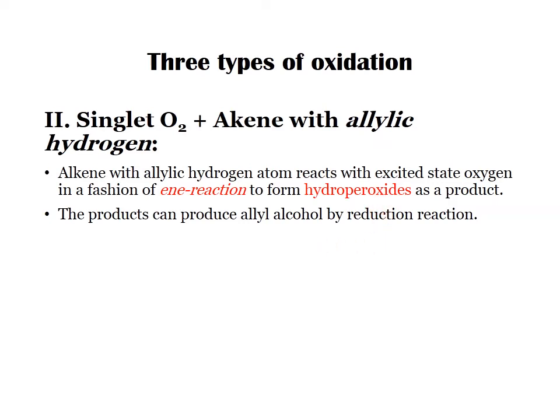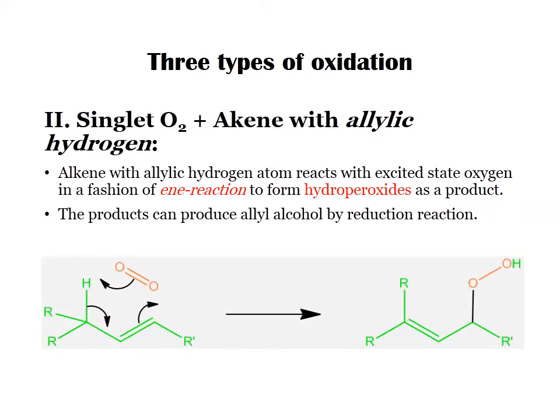Now let us look at the reaction. So this is your alkene, we have one allyl hydrogen, this substrate is going to react with your excited state oxygen, and here delocalization of pi bond from oxygen will form a new bond between this oxygen and hydrogen. At the same time, this sigma bond is involved in a concerted process, so this will undergo cleavage to form a new pi bond here, and this pi bond will undergo delocalization to form a new carbon and oxygen bond.